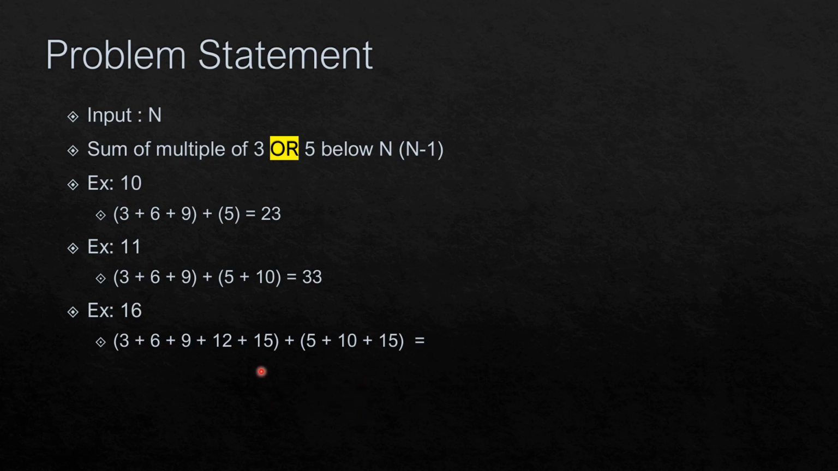If you observe here, the number 15 is coming 2 times. But we have to add a number if it is a multiple of 3 or 5, so we should not consider it 2 times. We should consider it only 1 time. That's why I'm striking out this one, so that the answer will become 60, not 75. Just remember this point. Now let us try to understand the logic.